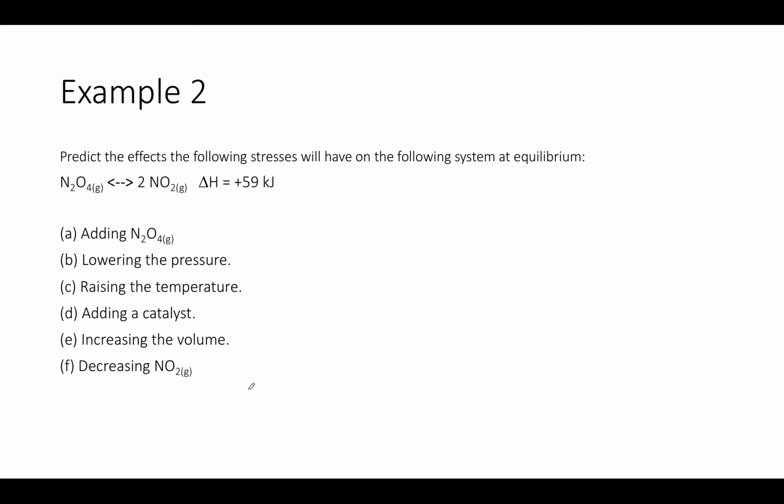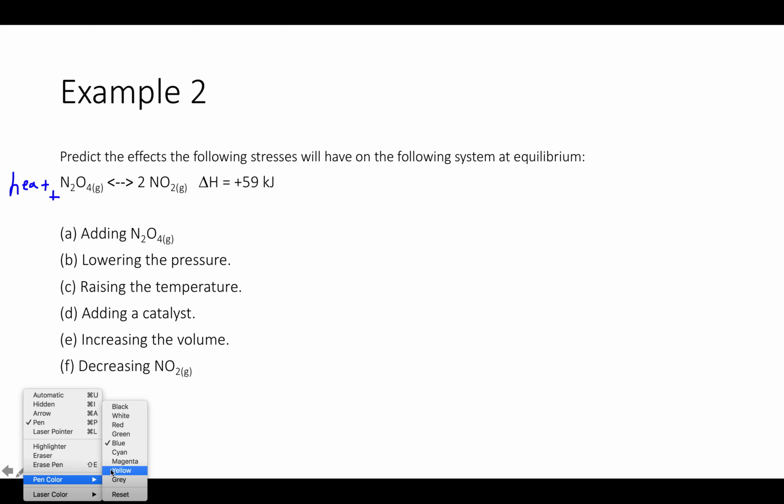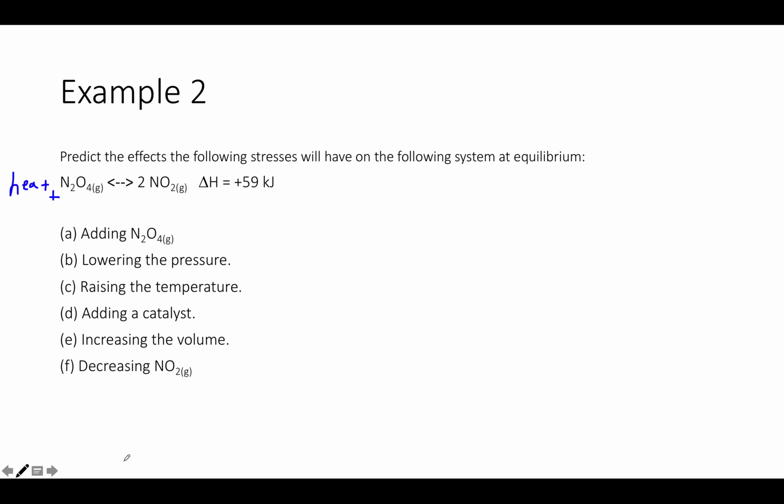Okay, predict the effect the following stresses will have on the following system at equilibrium. So endothermic reaction again here, decomposition of dinitrogen tetraoxide. So I'll put heat here again. Now you don't have to do this, but sometimes when you're just starting to learn Le Chatelier's principle, it is helpful. So, okay, I'll choose a magenta here. So, predict the effects of the following stresses. So, which way will the system go upon these stresses?